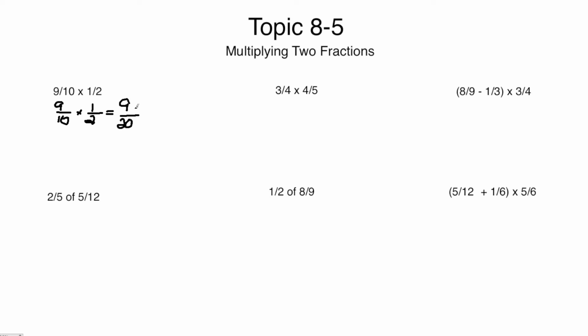Is there a factor greater than 1 that can go into both 9 and 20 that we can divide? Nope, because 3 can't go into 20, 9 can't go into 20, so it's reduced. So 9/20 is your answer. Did you get that? Not so bad.